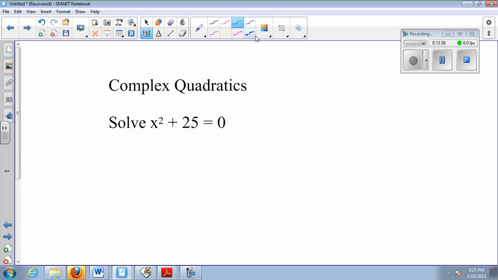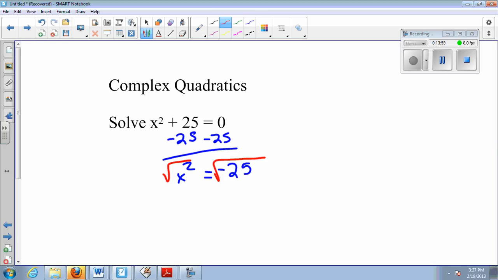When solving complex quadratics, you could either solve using square roots or use the quadratic formula. I'm going to solve this one using square roots by subtracting 25 from both sides. We get x squared equals negative 25. Next step is to take the square root. So x equals root negative 25, which we said earlier goes to plus or minus 5i.